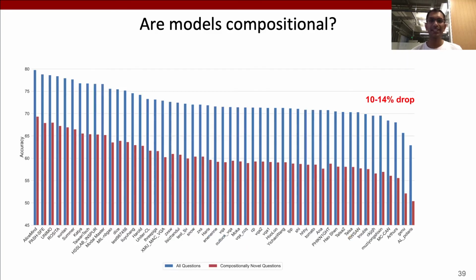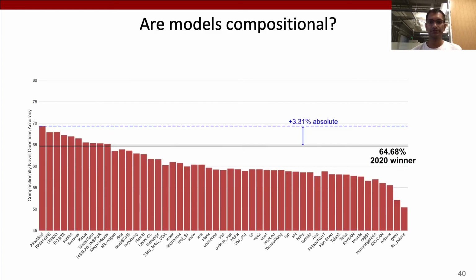Here we look at the accuracy of teams for such questions. We see that the performance of all models dropped by 10 to 14%. We also see that the best performance improved by 3.31% from last year. Thus, we saw that there is still room for improvement on this front, but we are making progress.